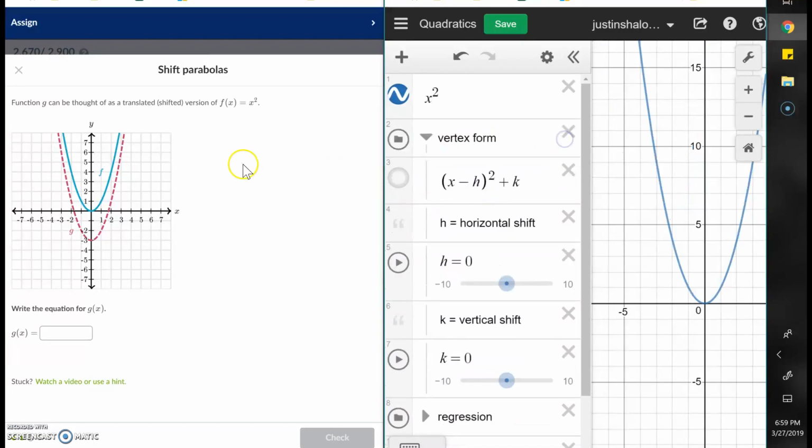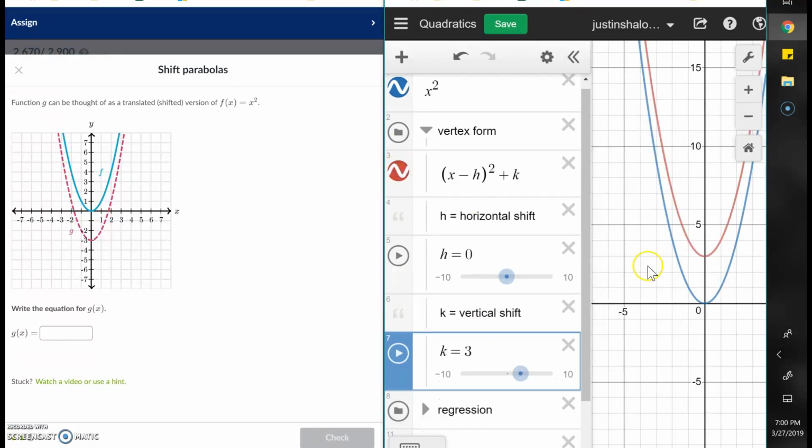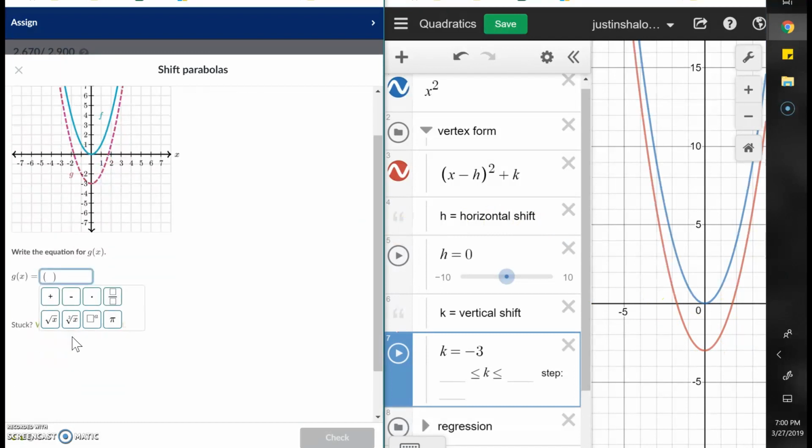Okay, now we got the parent function already graphed, and we want to create a graph that goes down by 1, 2, 3 units. So we're going to vertical shift 3 and see what it looks like. That went up. Oh, I put positive 3. I want negative 3, down. Good. Now I can go ahead and type in the equation. So x minus, again, h is 0, squared, and minus 3 is the k value.